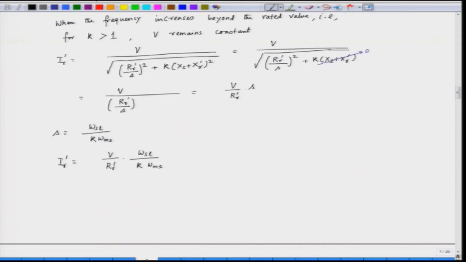Now, in this case, k is increasing, the frequency we are increasing, k is higher than 1. So, when k is higher than 1, we have to increase the slip speed, so that the current is maintained constant. Therefore, omega s l is increased with k to maintain I r constant.